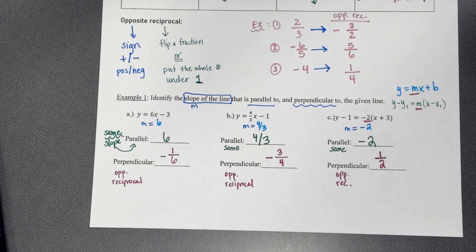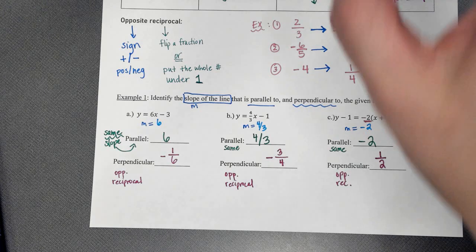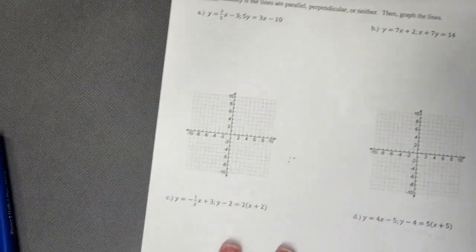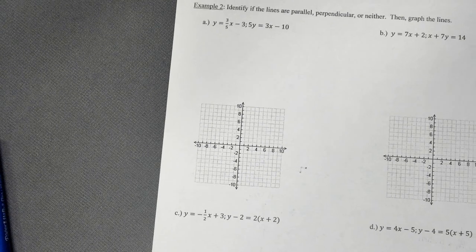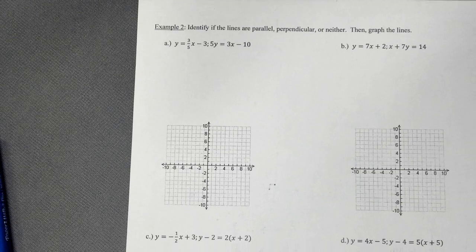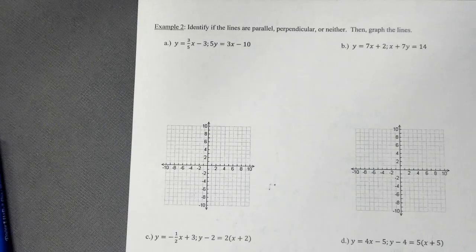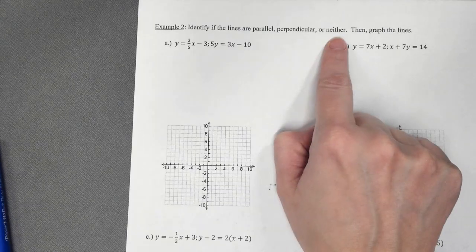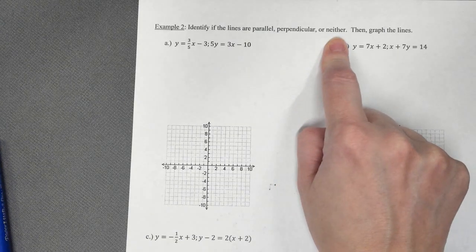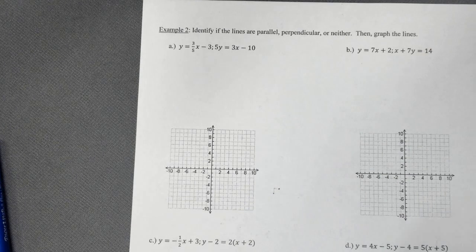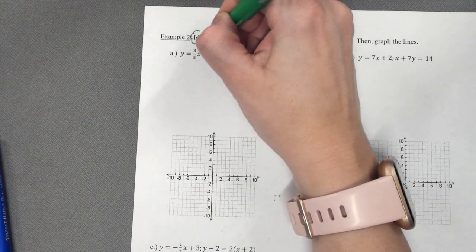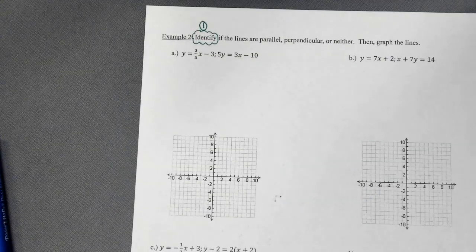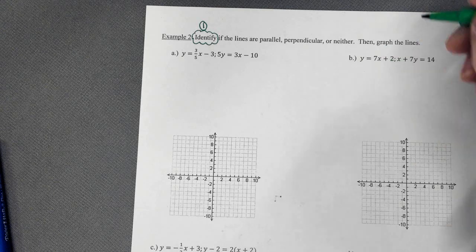All right, and then the next thing we're going to do is going to require some graphing. Yeah, lots of graphing today. So what you're going to do is identify if the lines are parallel, perpendicular, or they could be neither. Okay, so that's the first thing that we're going to do is identify. Okay, and then you are going to graph the lines.